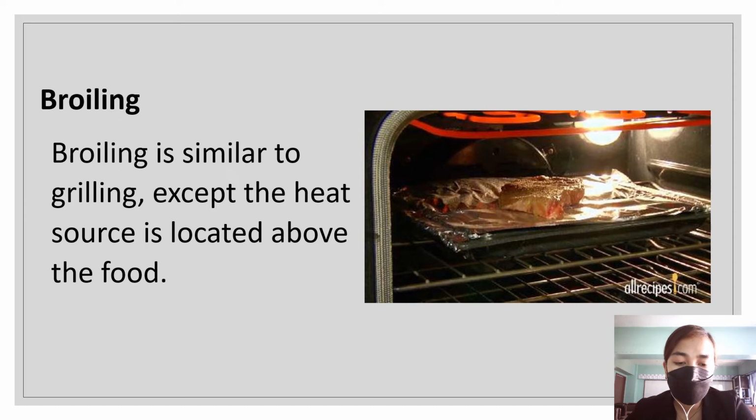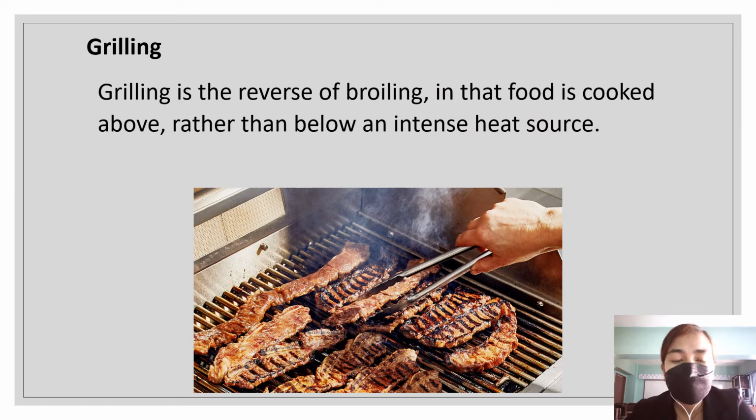Okay, next is broiling. Broiling is similar to grilling except that the heat source is located above the food. And when you put food into a broiler, it cooks from the heat of the broiler rack as well as from the radiant heat given off by the heat source above the rack. Okay, it is used for tender meat such as fish and poultry.